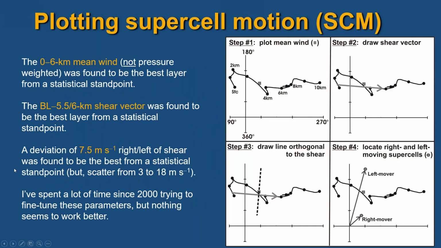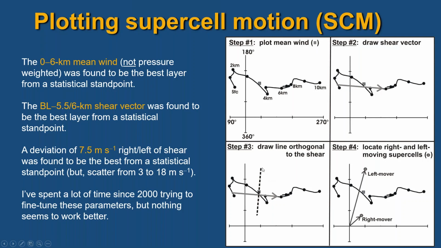So very quickly, and this may be a review, hopefully it is, I would hope that everybody, if you see a hodograph, could quickly look and say, okay, here's the mean wind, here's where the right and left moving storm motion should be. Based on statistics, the 0 to 6 kilometer mean wind works the best most of the time, and this is not something that we weight by pressure. It's just averaging the components from every 500 meters from the surface to 6. And after that, you draw a shear vector from the surface up to about 6 kilometers.